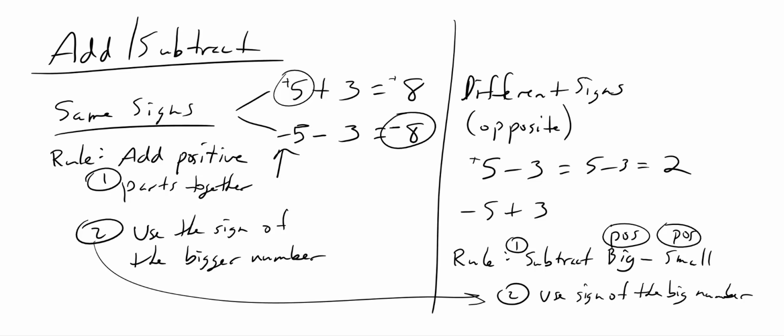is 2. And what's the sign of the bigger number? Well, the sign of the bigger number is positive. It's 5. So the answer is positive 2. Which you guys knew that. 5 minus 3 is 2, right? Okay, it's pretty easy. Let's do the bottom one.